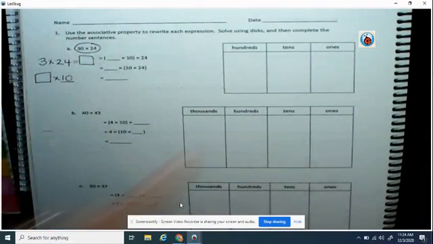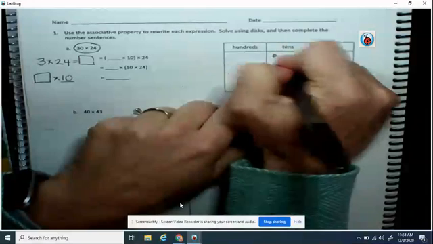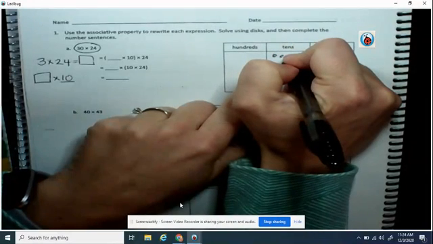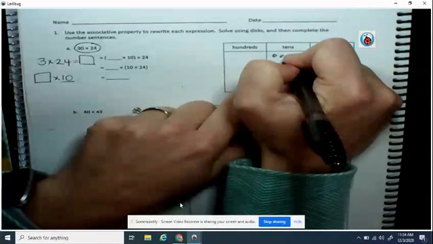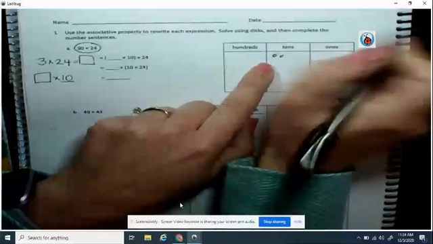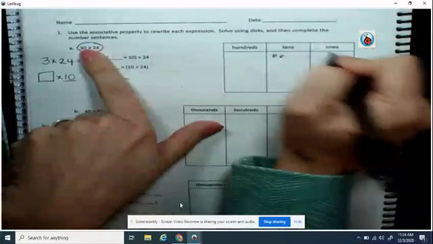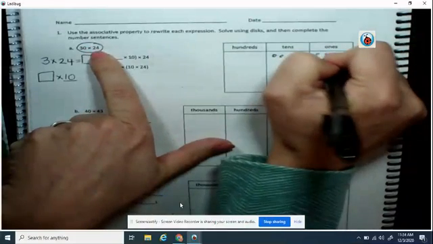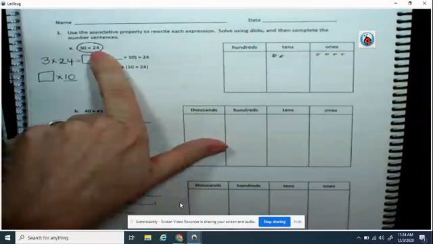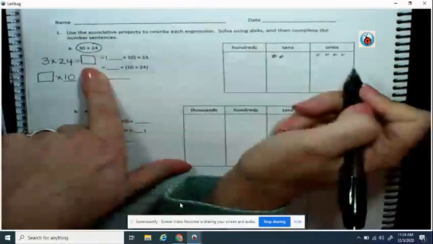So the first thing I want to do is put 30 here. No, that's not what I want to do. I want to put 24. That's why I stopped. Okay, 24 here. So there's my 24. Okay, so here we go.